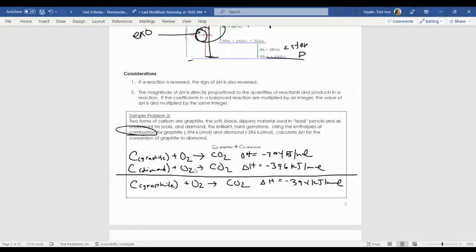But I'm going to flip the second equation because I want diamonds to be a product here. So I'm going to say CO2 forms O2 and C diamond. But if I switch that reaction, the sign of my delta H must also change. So this would be positive 396 kilojoules per mole. So if we see here, if a reaction is reversed, the sign of delta H is also reversed.